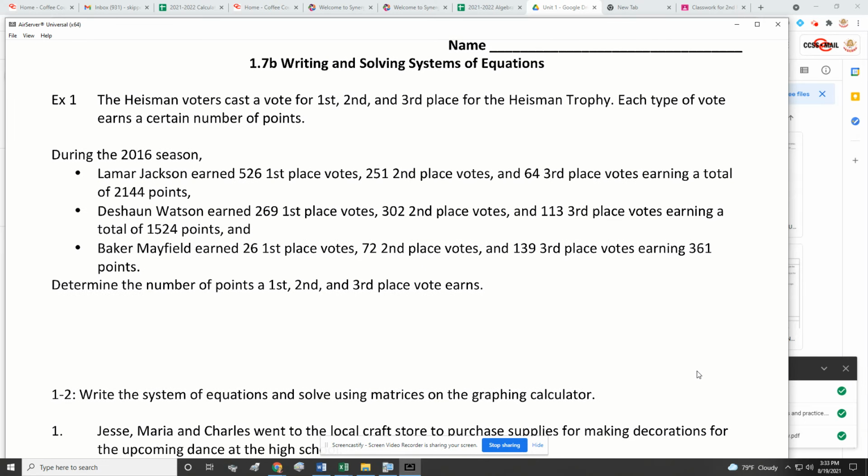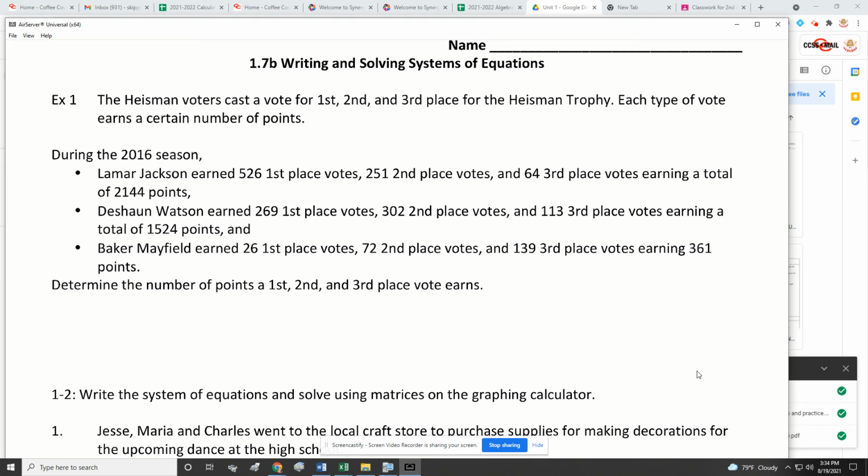Right, so we're going to keep using our calculator to solve systems of equations using the matrices. But today, we're going to have a few where you have to write the system of equations. So this first question is about the Heisman vote.